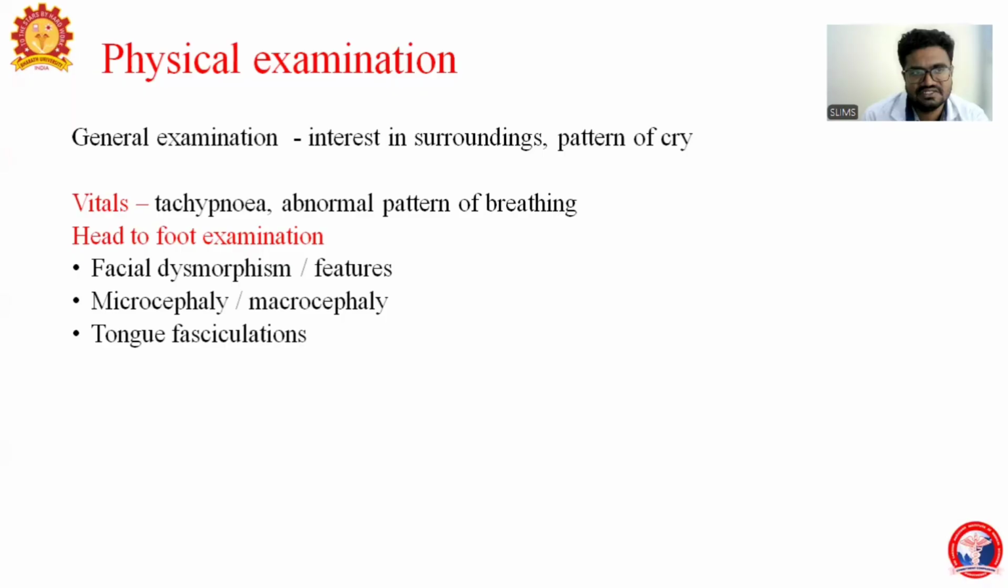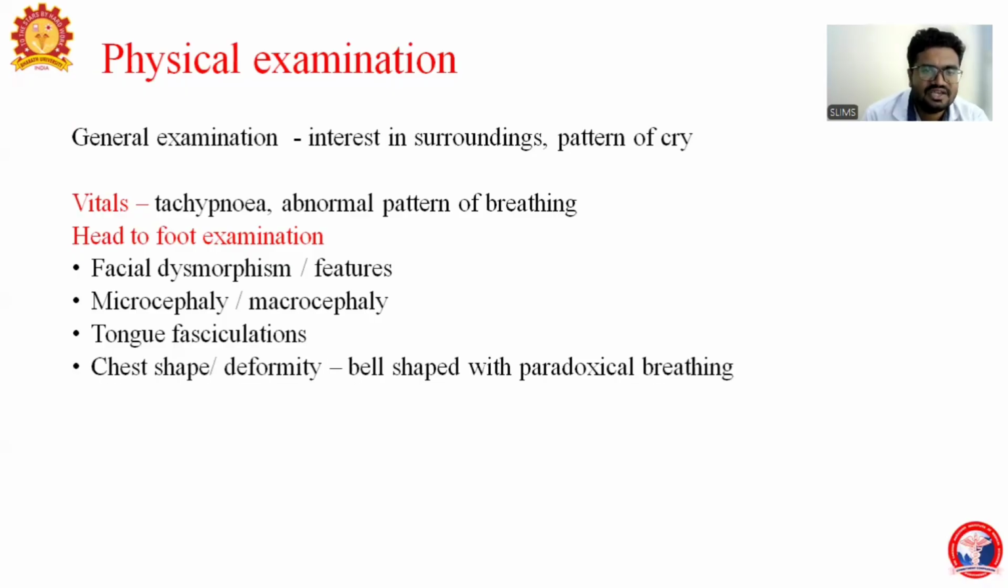Check for tongue fasciculations. Tongue fasciculation is commonly seen in anterior horn pathology, a motor unit disorder. So spinal muscular atrophy can cause tongue fasciculation. Chest shape and deformity: a baby with spinal muscular atrophy will have intercostal muscle weakness. Because of that, there will be a bell-shaped chest with paradoxical breathing. When the child tries to inspire, the abdomen goes inside instead of coming outside. And when the baby tries to expire, to exhale the air, the chest goes outside. So that's paradoxical breathing.